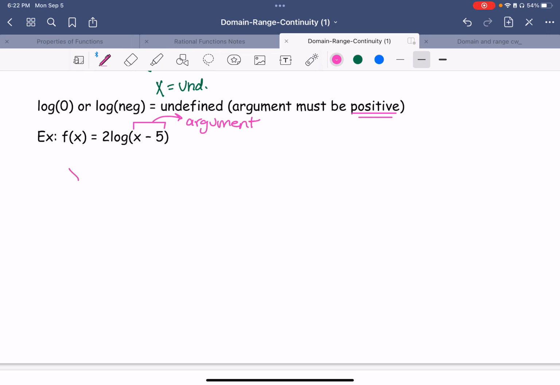Okay, so I'm going to take only the argument, ignore the other stuff. The argument itself has to be positive. Okay, it cannot be 0 and it cannot be negative. It has to be greater than. Okay, because again, log of 0 or log of a negative number will give you an undefined value. Okay, and then just solve for x. So the only way to do that is to add 5 on both sides. So x has to be greater than 5. Okay, I'm gonna make my number line again.